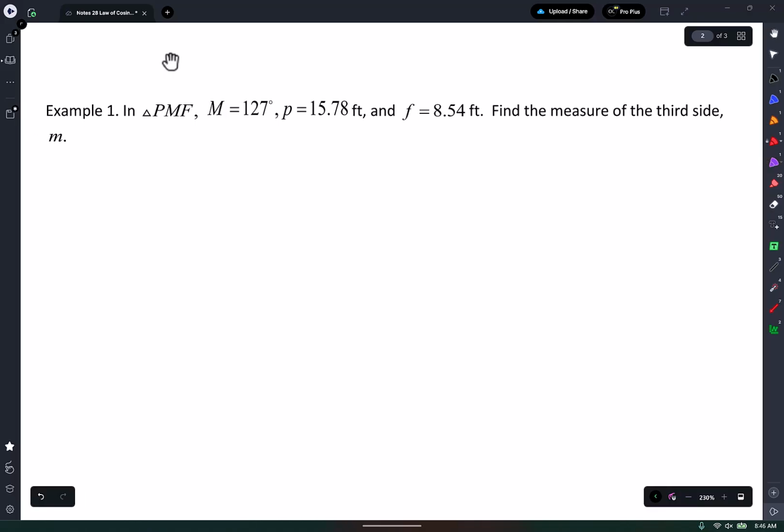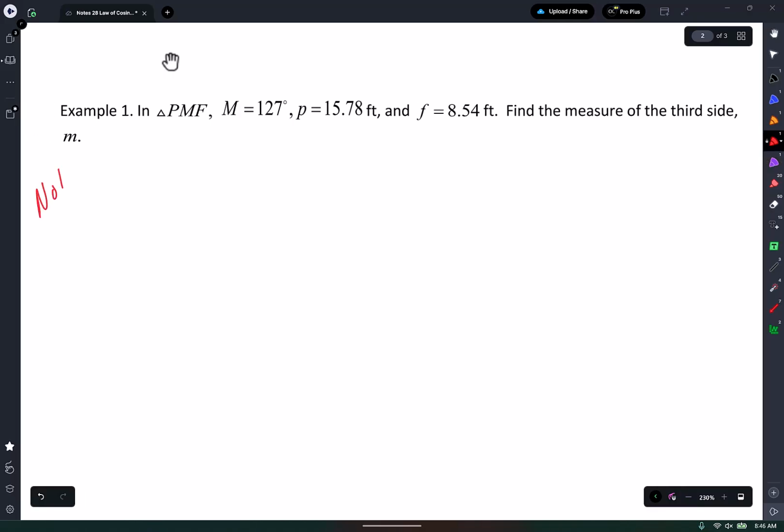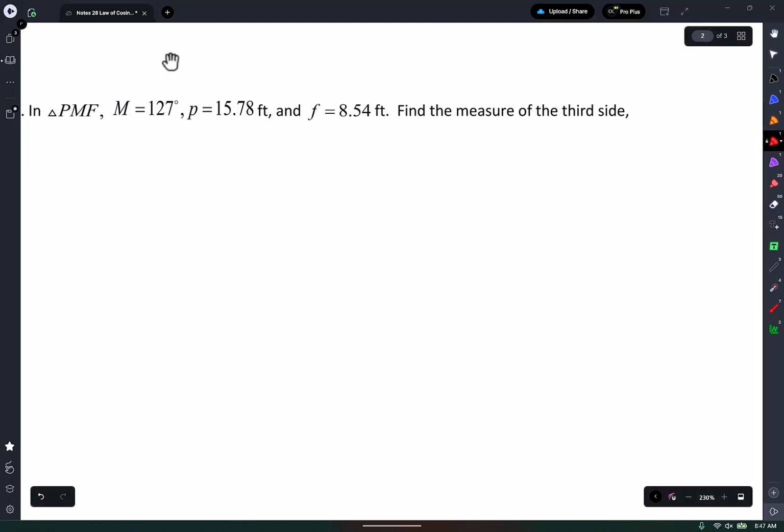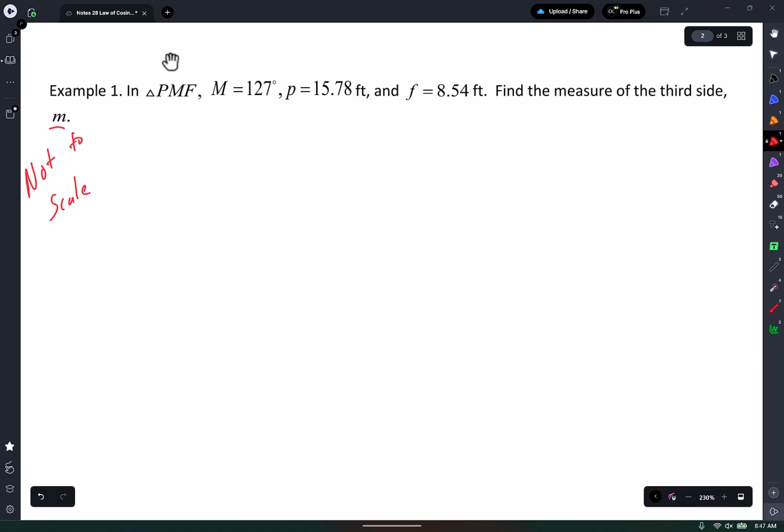I'm gonna write the word not to scale. Not to scale. None of my triangles are to scale. And it says in triangle PMF, M is 127, little p is 15.78, little f is 8.54. Find the measure of the third side M. Okay, draw a triangle.